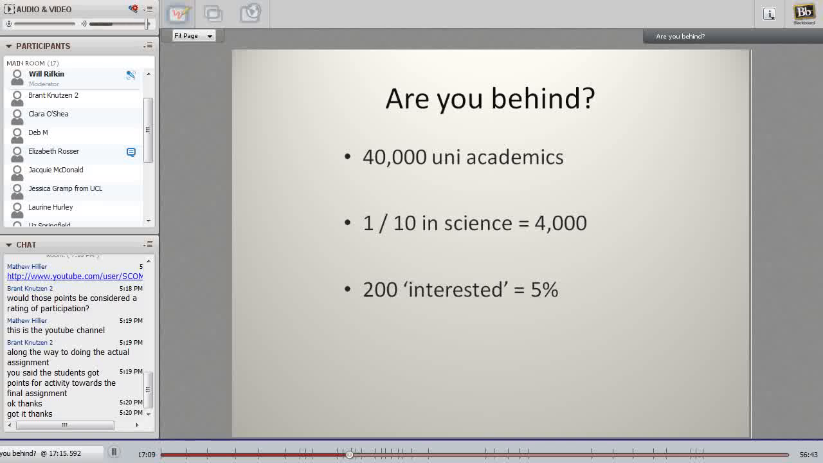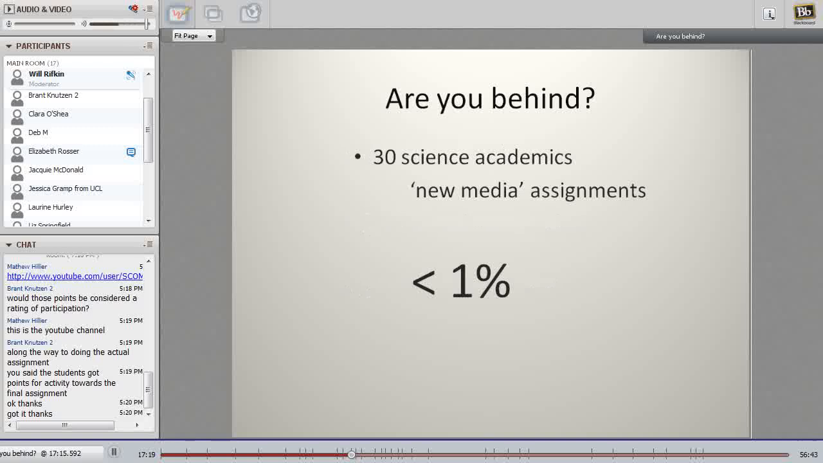So we may have missed people. There may have been people who were interested who didn't come to our session, but of those who came, we're saying 5% are interested. But even of those interested enough to come to the session, only 30 science academics were providing new media assignments. So fewer than 1% of science academics are actually providing these kinds of assignments. So if you look at the S-curve of adoption, we're way off at the left side. Only the first few innovators are getting involved at this point. So you're not behind.